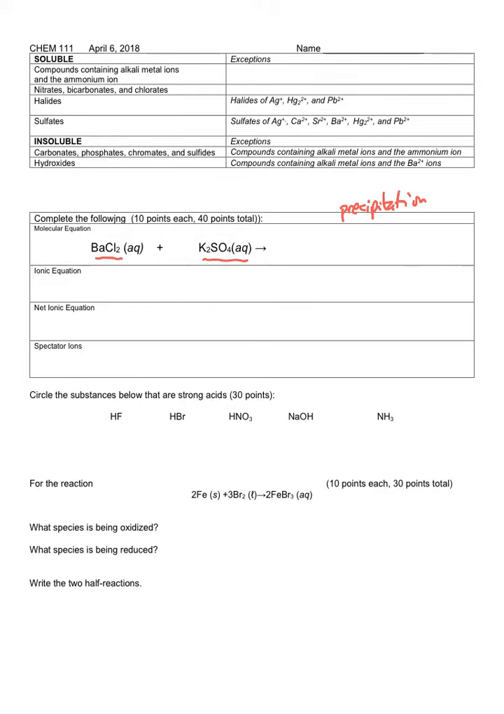So let's look at the ions that are produced. AQ means for an ionic compound, we're going to break it apart into its constituent ions. So barium chloride becomes barium 2 plus and 2 chloride ions. Then potassium sulfate becomes 2 potassium ions plus the sulfate polyatomic ion. So what we want to do is see if the positive cation from one compound can react with a negative ion from the other compound.